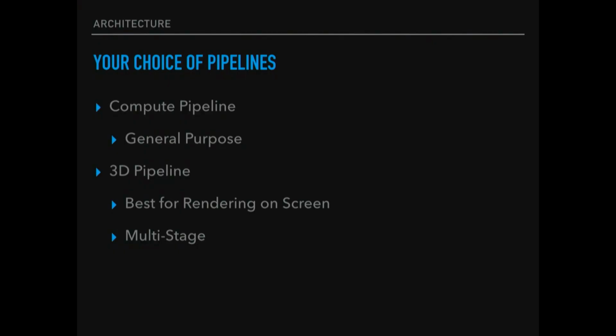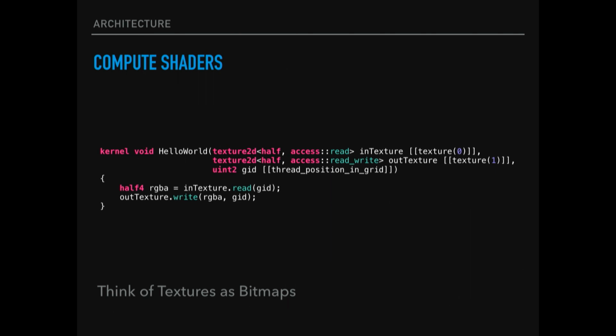The second pipeline, and the original reason that GPUs were invented, was for 3D games. So there's a separate path you can take that's optimized for rendering 3D content, but it's a little more complicated. So let's just talk about things from the compute pipeline because it's the simplest to understand.